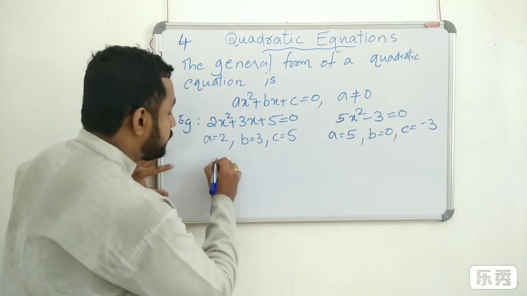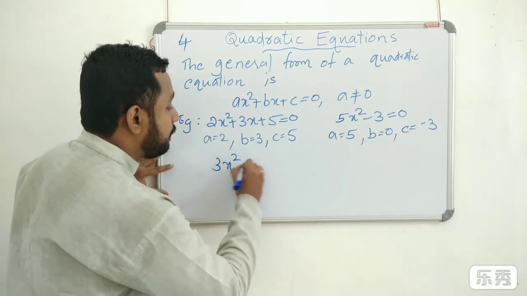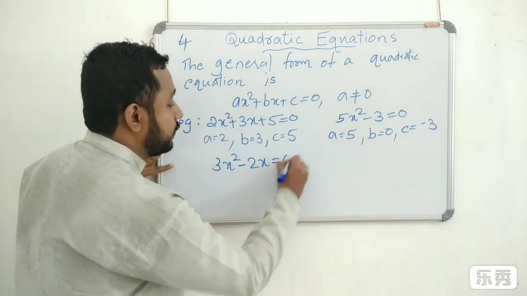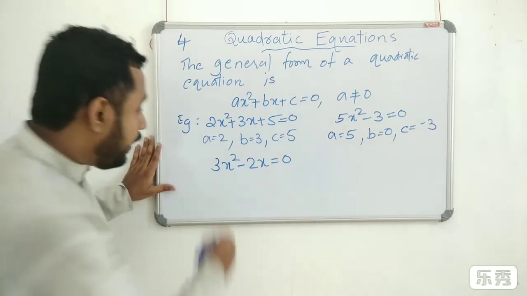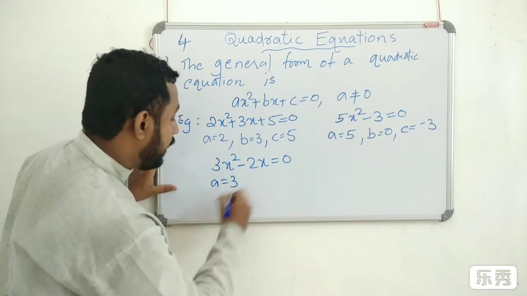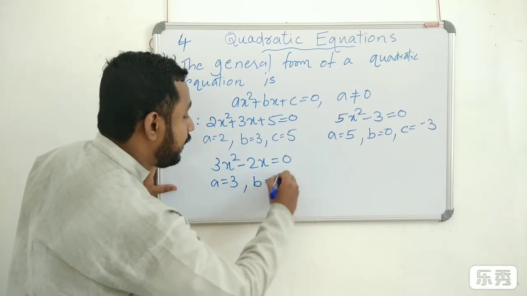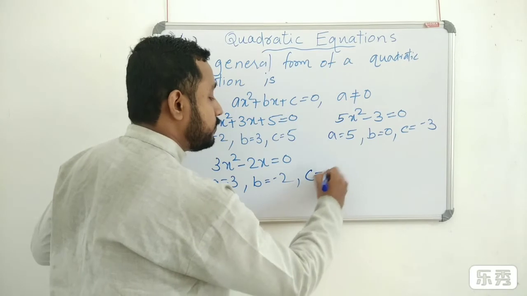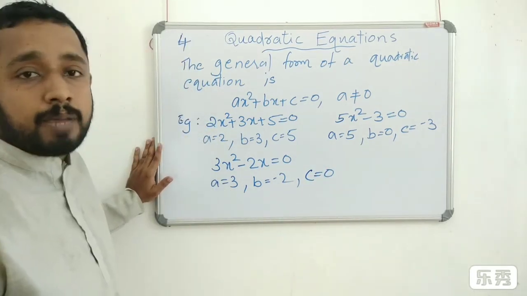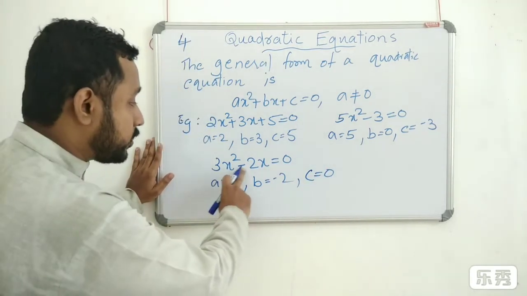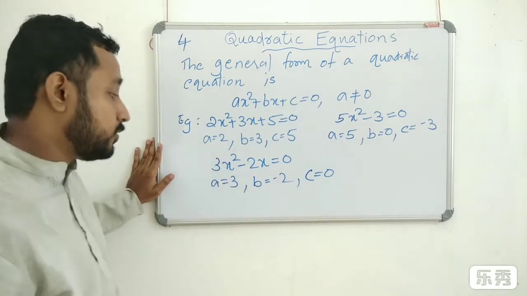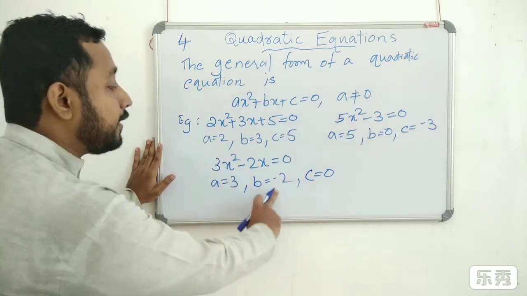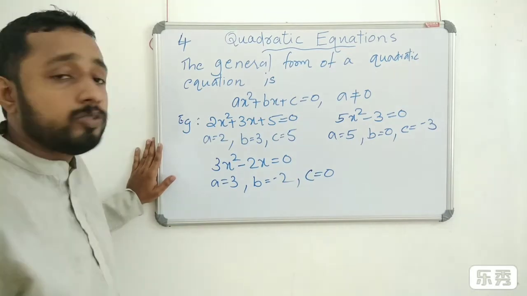One more example is 3x square minus 2x is equal to 0. In this example, a is equal to 3 and b is equal to minus 2. There is no constant term, therefore c is equal to 0. This is also an example of a quadratic equation, because 3x square minus 2x is equal to 0, with a equal to 3, b equal to minus 2 and c equal to 0.